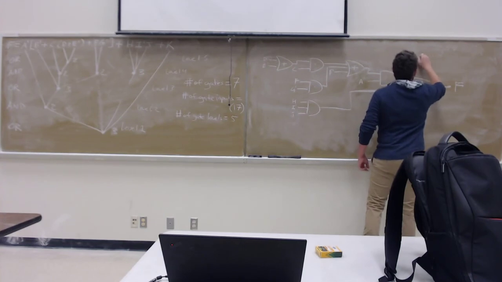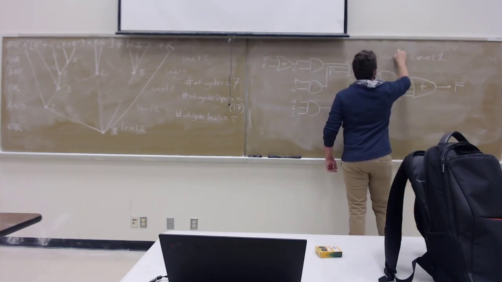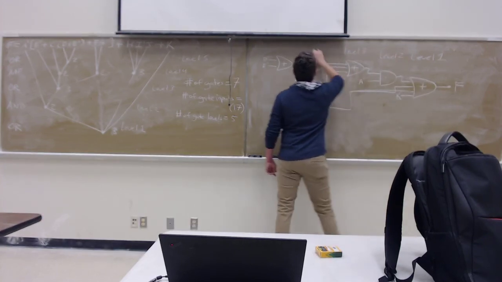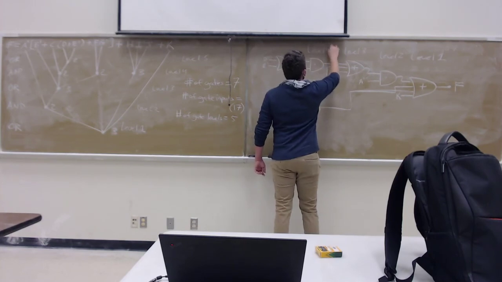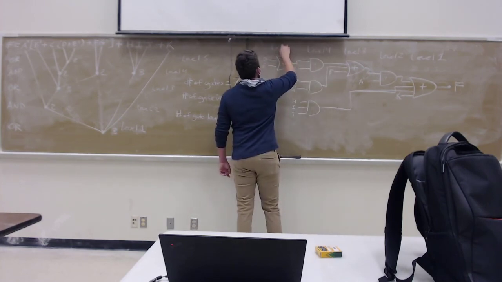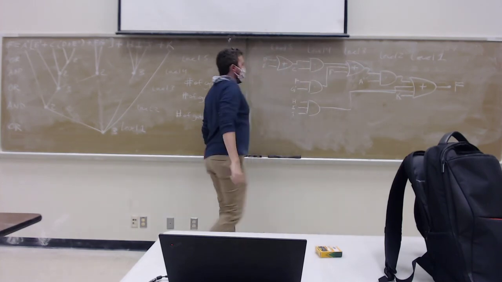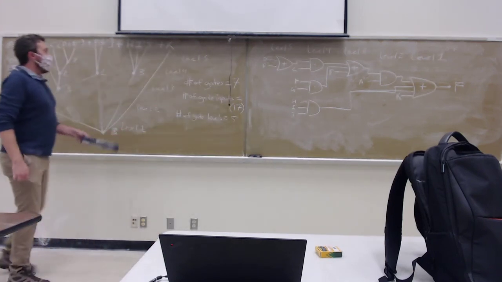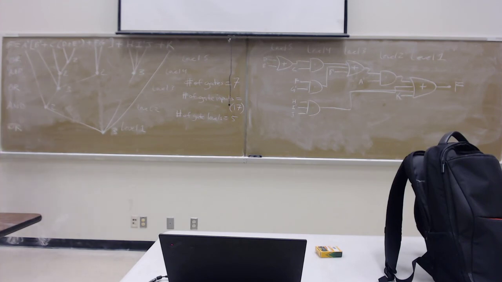Right, level 1, level 2, level 3, level 4, level 5. Okay, so now that we've come to this place, I'm going to erase this stuff. Are we good? Okay. Which of our two more efficient gates can we transform this into?